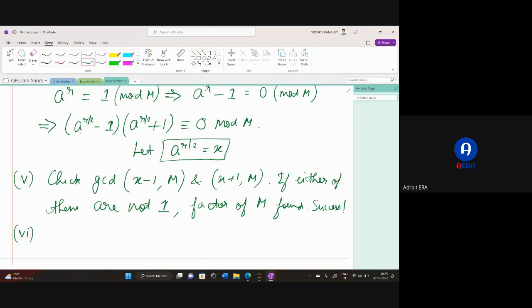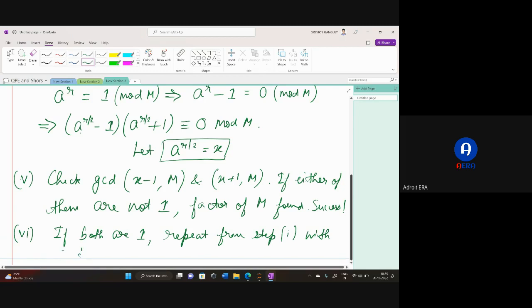If both the GCDs come out to be 1, then repeat from step 1 with another A value. Okay, with another A value. So this is Shor's algorithm. Now we are going to see, let us take an example.